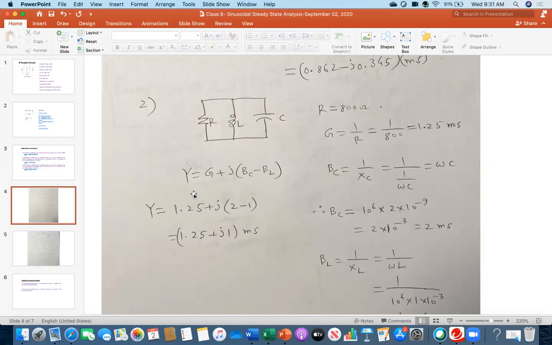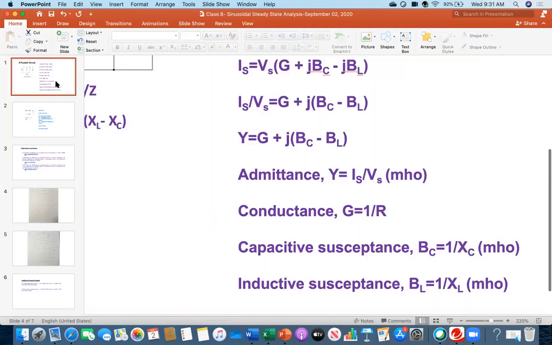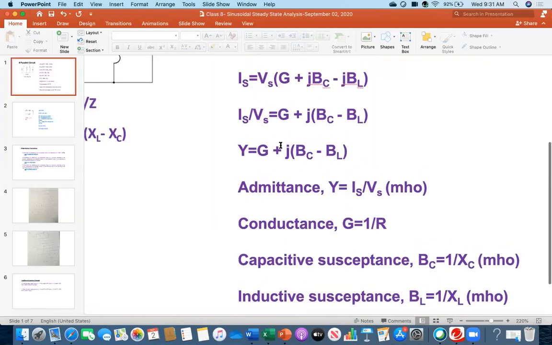This means I have to find the Y from this circuit. At first, I have written down that expression: Y equals G plus j (BC minus BL). This is the thing I discussed at first today. Then you have to know what is G. G is 1 over R. What is BC? BC is 1 over XC. What is BL? 1 over XL. You just need to remember these things.